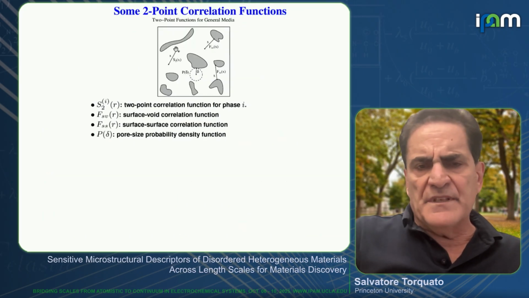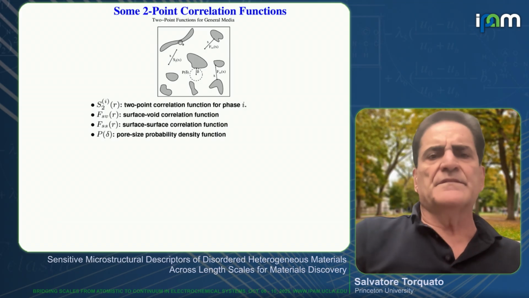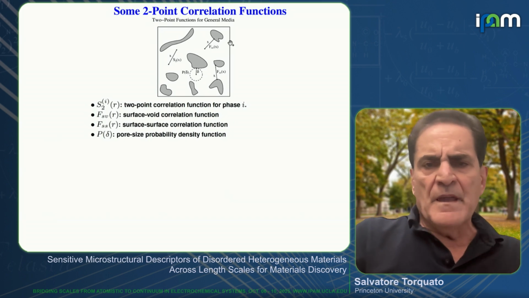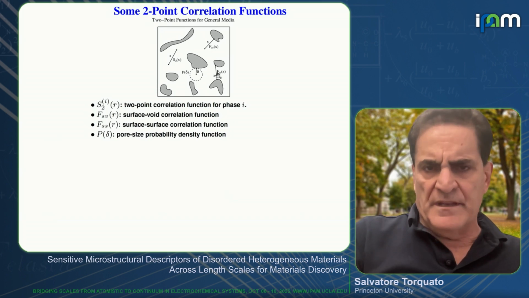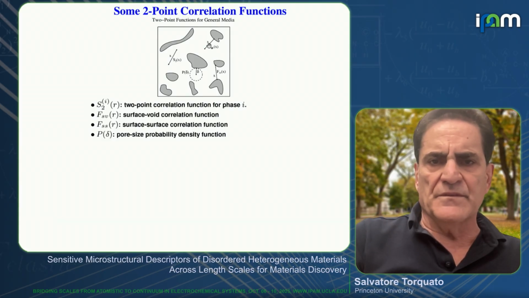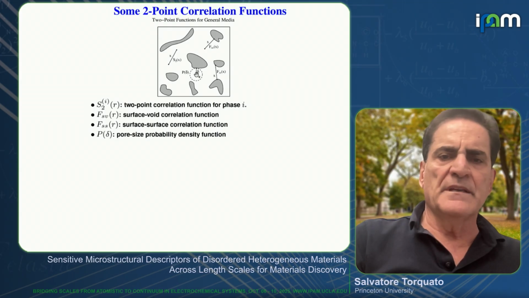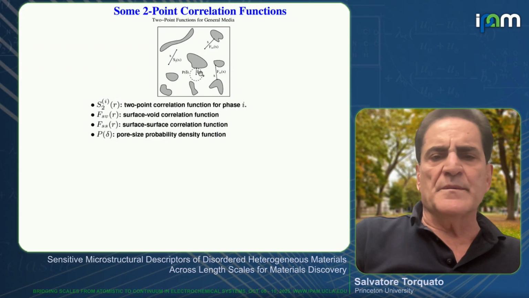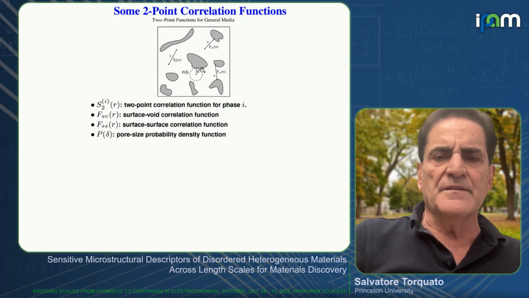Now, I've just mentioned the two-point probability function. I want to talk about some other two-point correlation functions. The other one I just mentioned, the surface-surface. Another one is the surface-void. Another one is the so-called pore size probability. Given I have a point in the pore space, what is the probability density of finding the nearest interface a given distance delta away?